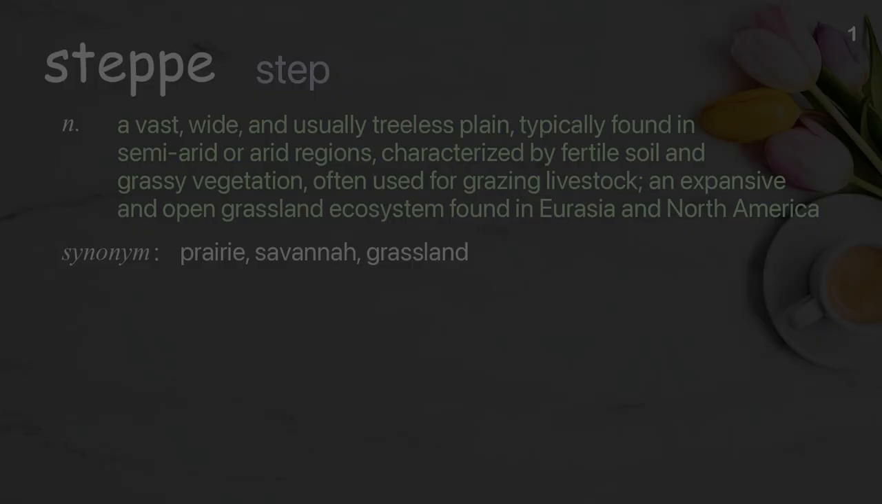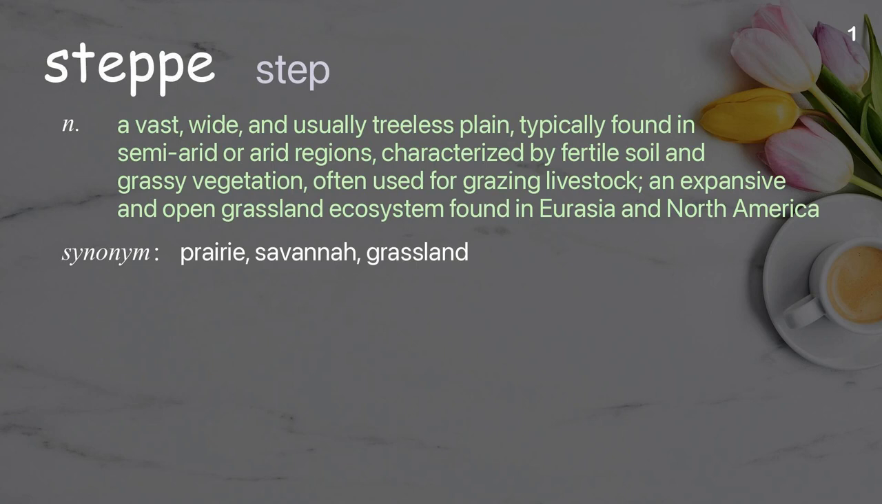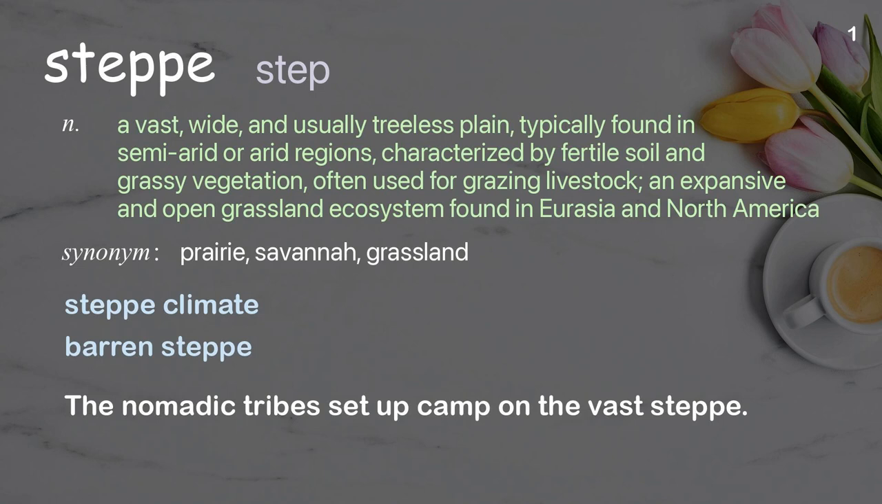Steppe. A vast, wide, and usually treeless plain, typically found in semi-arid or arid regions, characterized by fertile soil and grassy vegetation, often used for grazing livestock, an expansive and open grassland ecosystem found in Eurasia and North America. Examples: steppe climate, barren steppe. The nomadic tribes set up camp on the vast steppe.